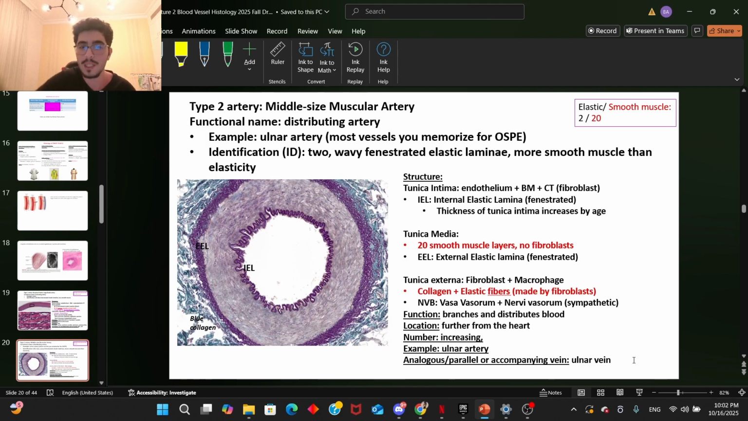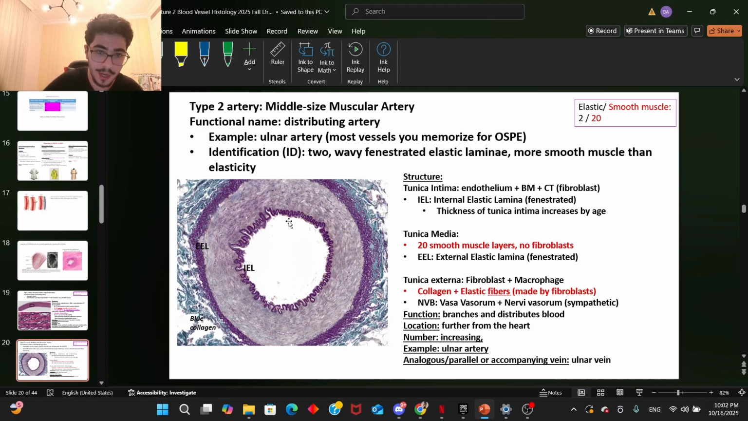So next we have the middle size artery. So the middle size artery, what is its functional name? Distributing artery. Now, why is its functional name distributing artery? It's because it distributes from the large elastic arteries. They branch off into middle muscular arteries and are distributed to different parts of the body. So they're called distributing arteries. That's our functional name. So what is an example? Ulnar artery, right? And the identification, look at this, okay?